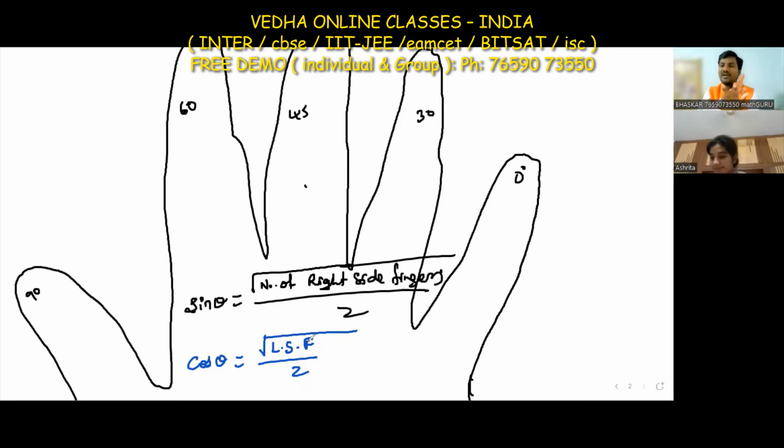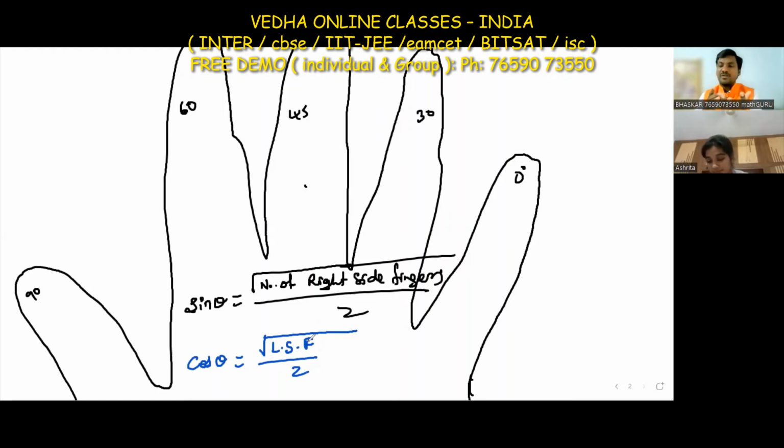On the left side, how many are there? 3 fingers are there. So root 3 by 2. So cos 30 is root 3 by 2. Check it for all the values. Keep the table in front of you and check whether the values are correct or not.